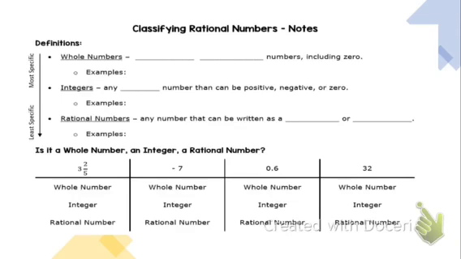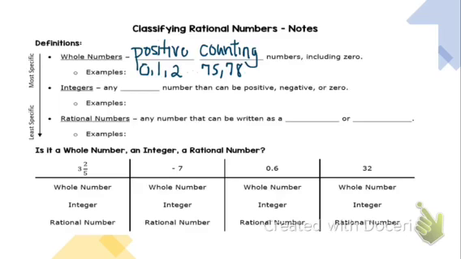Whole numbers. Whole numbers are positive counting numbers including zero. So let's go ahead and write positive in the first blank, and counting in the second. So examples of counting numbers: 0, 1, 2. We can skip a few. 75, 78, and so on.